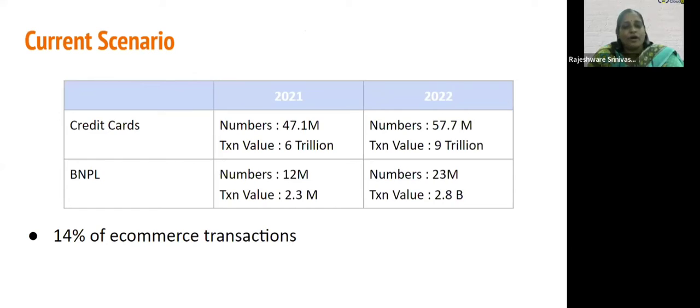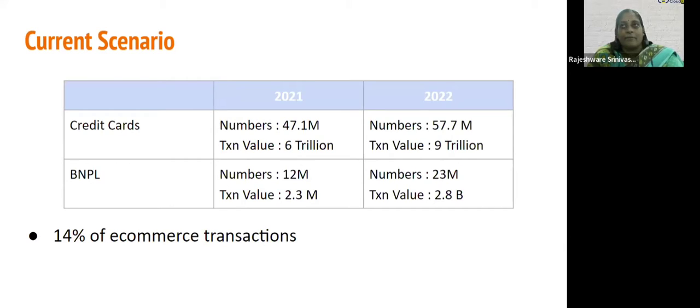Now, this is a small peek. The moment we say digital lending, there is a certain amount of transactions that is happening in the traditional lending segment. And we also have the new baby in this area, which is BNPL. So here are some numbers which will give you how the figures have grown just in a year. And the prediction is it is going to be 14% of the e-commerce transactions by the year 2027. This is what the numbers are going to be.